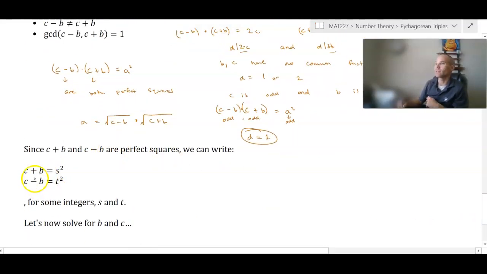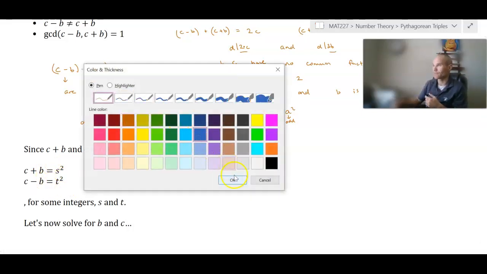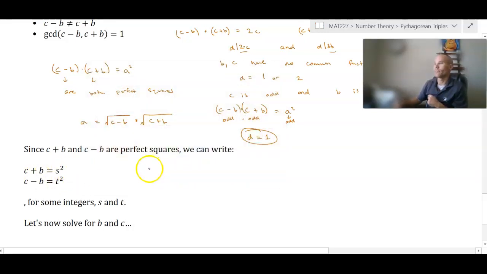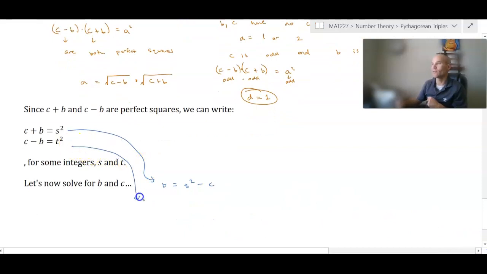So if c minus b and c plus b are both perfect squares, that means that c plus b is some integer squared, and c minus b is some other, different integer squared. And that's the key that's going to allow us to solve for b and c. So let's solve for b and c. We have b is equal to s squared minus c, if I take this first equation and solve for b. Now let me use substitution in the second equation. In the second equation, I'll substitute in c minus b. Well, b is equal to s squared minus c, so that equals t squared. And this is going to give me the equation 2c minus s squared equals t squared.